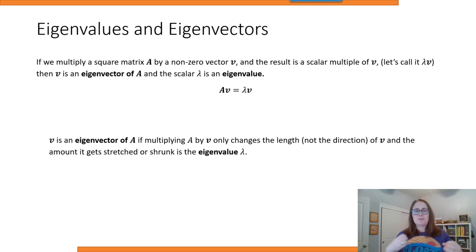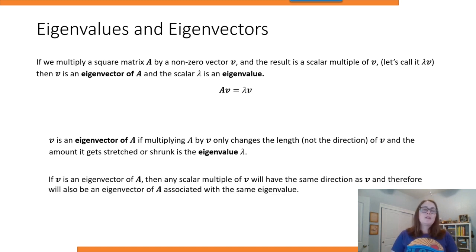Another way of looking at this, if you're thinking about vectors in terms of magnitude and direction, V is an eigenvector of A if when I multiply A times V, it only changes the length and not the direction of V. And the amount that it stretches or shrinks the vector is our eigenvalue lambda. And if V is an eigenvector of A, then any scalar multiple of V is going to have the same direction as V, and therefore it will also be an eigenvector of A associated with that same eigenvalue. And we'll look at that in an example.